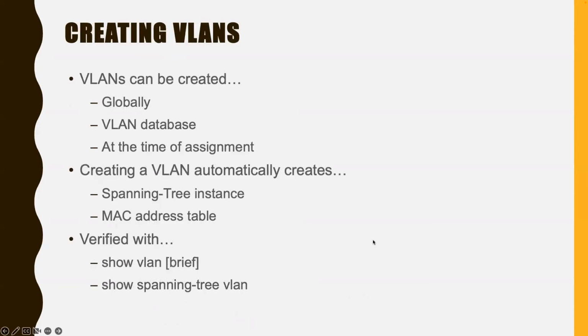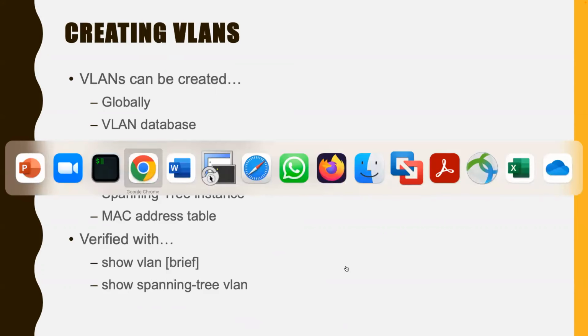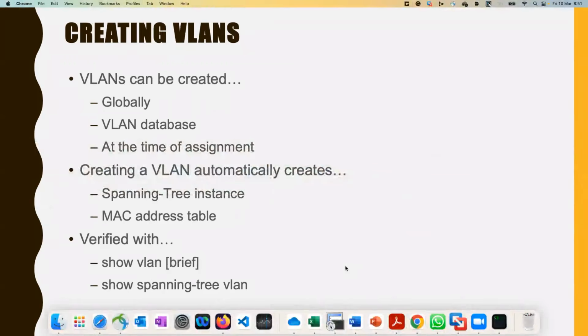Hello. Yes. Sir, what is the FDDI VLAN? These are some of the reserved VLANs. Token Ring is an old technology which was used. FDDI is for some fiber-related things which were used, but nowadays they are not being used.